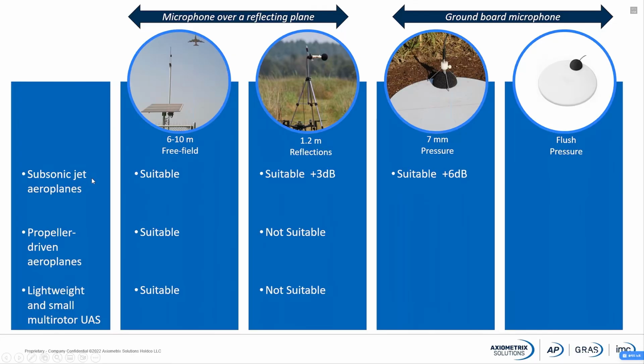The 7 millimeter pressure microphone in an upside down configuration is suitable for subsonic jet airplanes. It is also suitable for propeller-driven airplanes, but it is not suitable for lightweight and small multi-rotor UAS because of the frequency content.